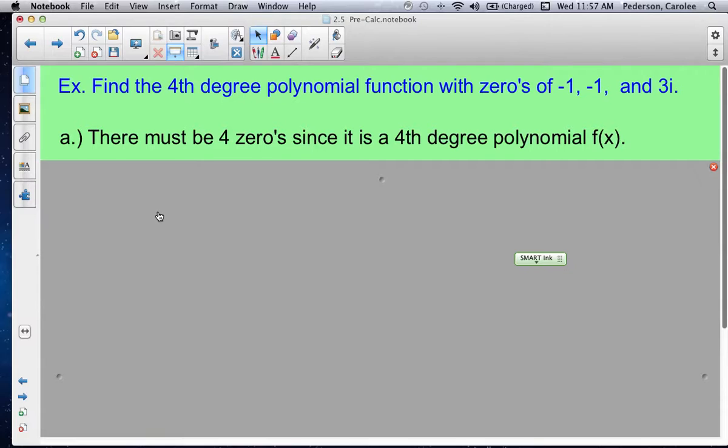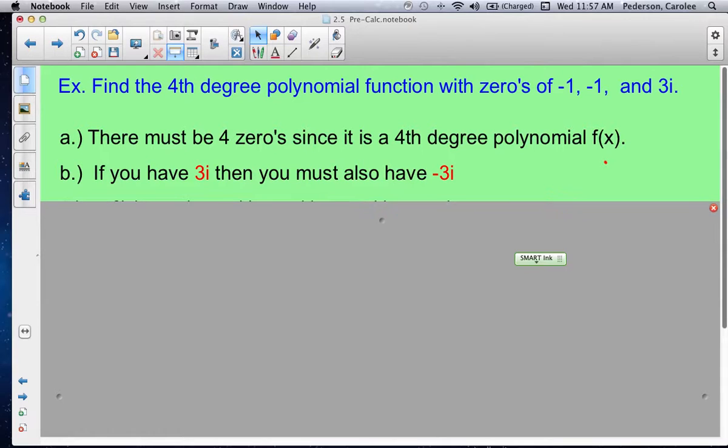What is going to be the last zero then? -3i. From that last slide, they occur in pairs. So now we know the 4th zero. If you have 3i, then you must also have -3i because they occur in pairs. So now we know all 4 zeros. 2 of them are real, 2 are imaginary. So you only have up to 2 x-intercepts. In this case, you really only have 1 x-intercept because it's a repeated zero.